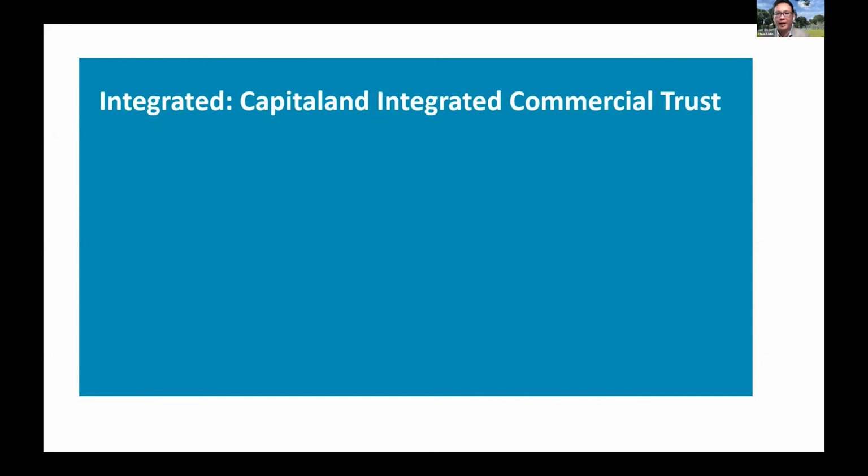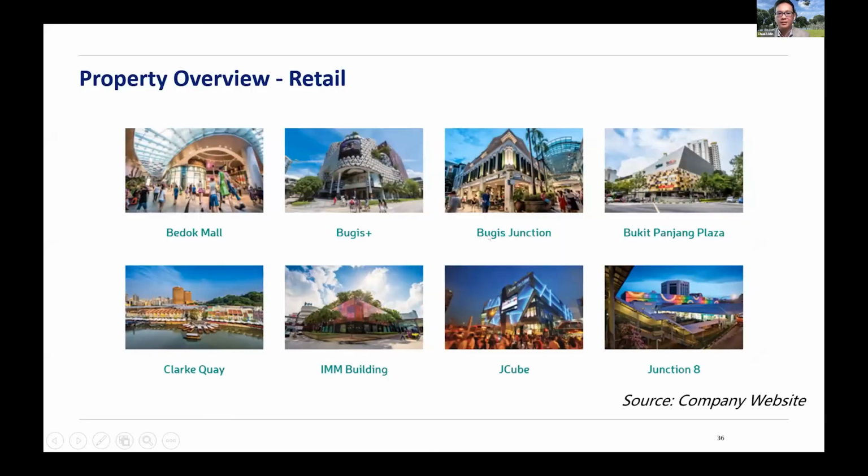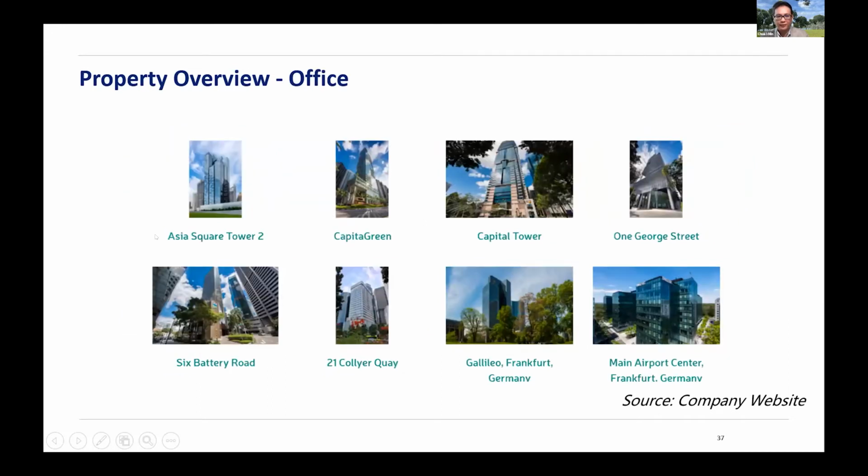So the last one, CapitaLand Integrated Commercial Trust. This is the one that has all the grade A offices and all the grade A malls in Singapore. These are some of the properties that you'll be owning if you buy this REIT. Okay, offices. If you go to our CBD, you'll be owning some of the newest, the most swanky offices in our CBD area.